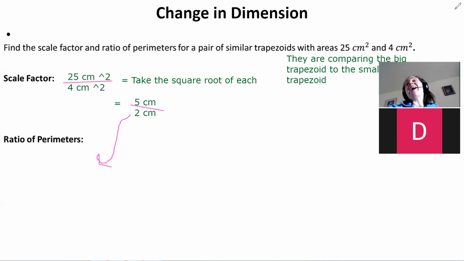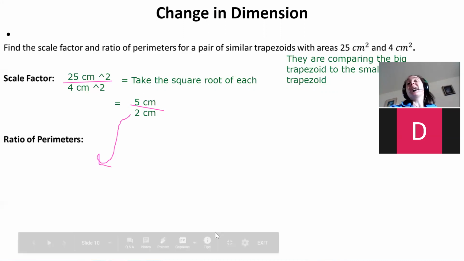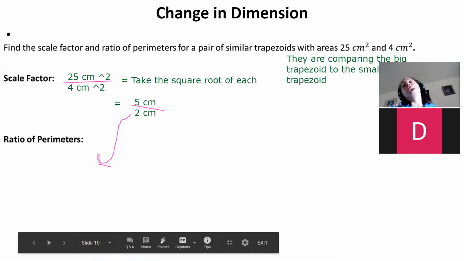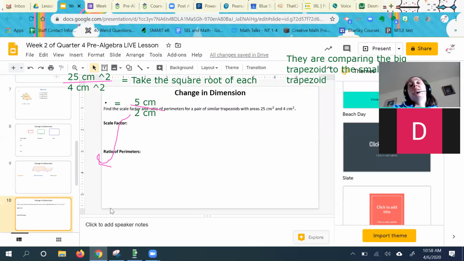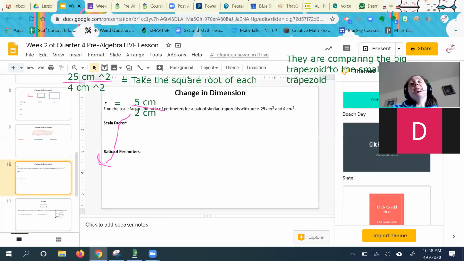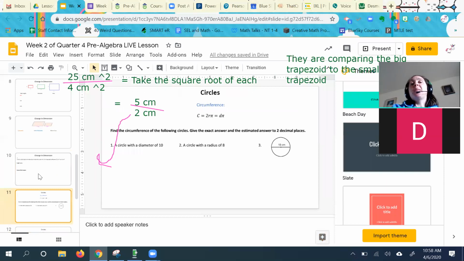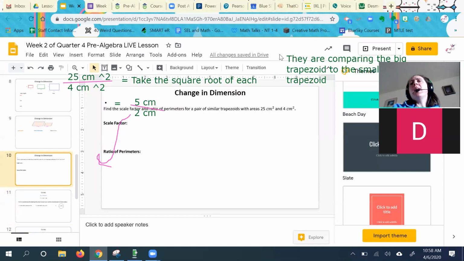Or if you have the scale factor and you want to get the ratio of the areas, you square it. So I'm going to have you chew on that for a little bit. That sounds really weird the way I said that. I apologize.